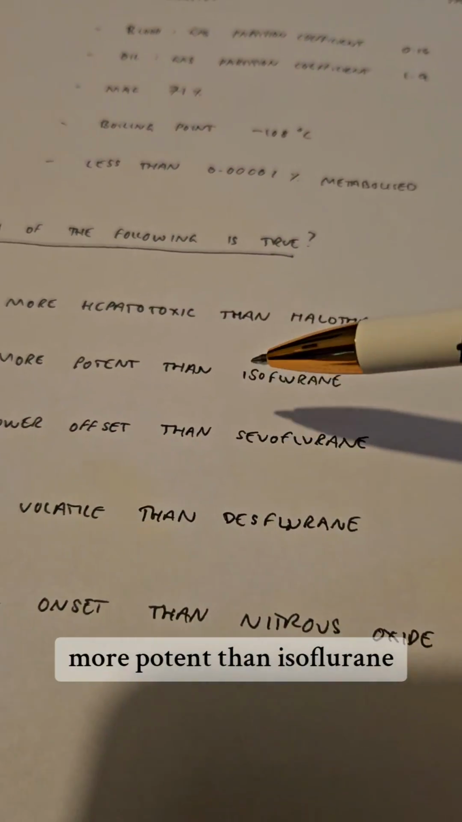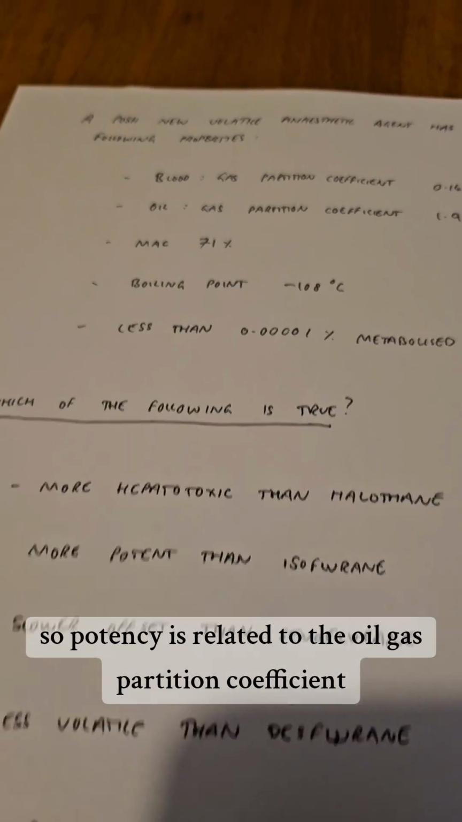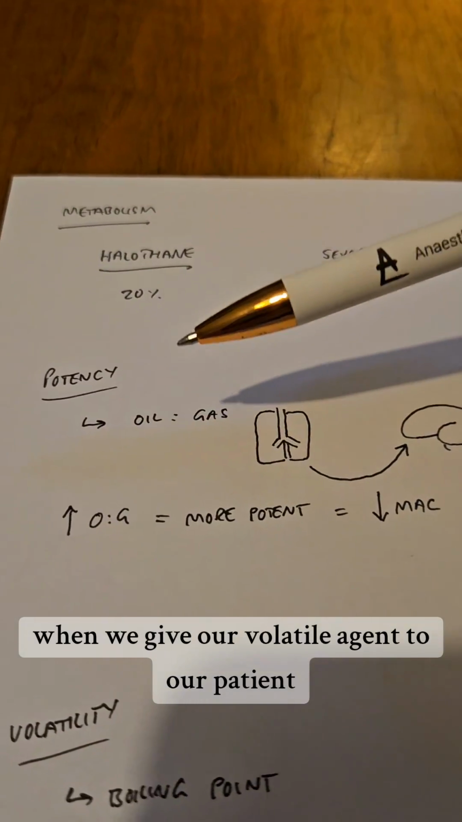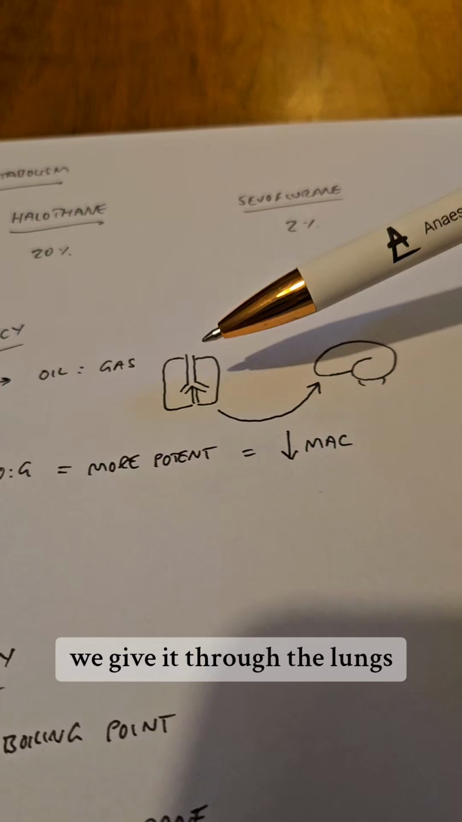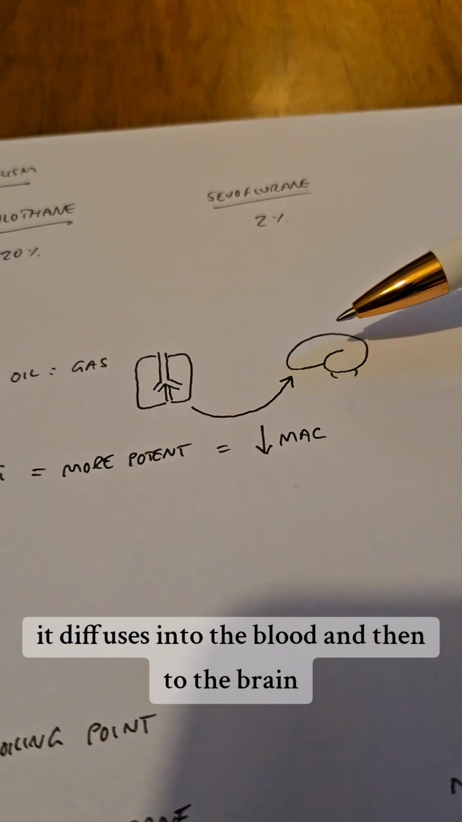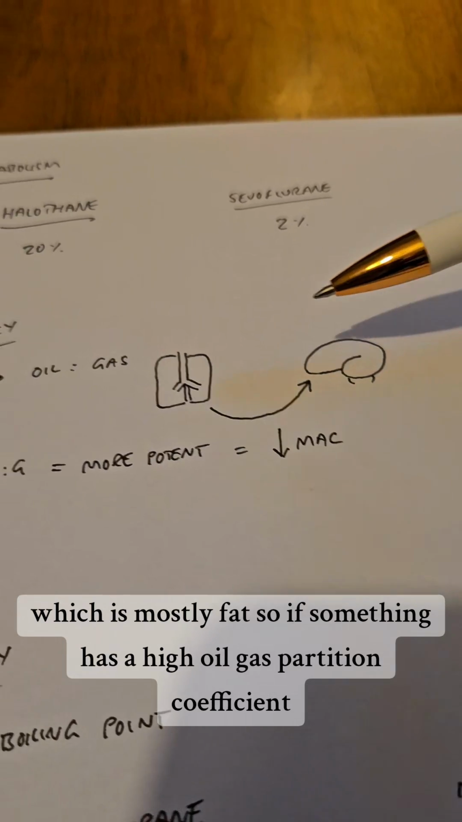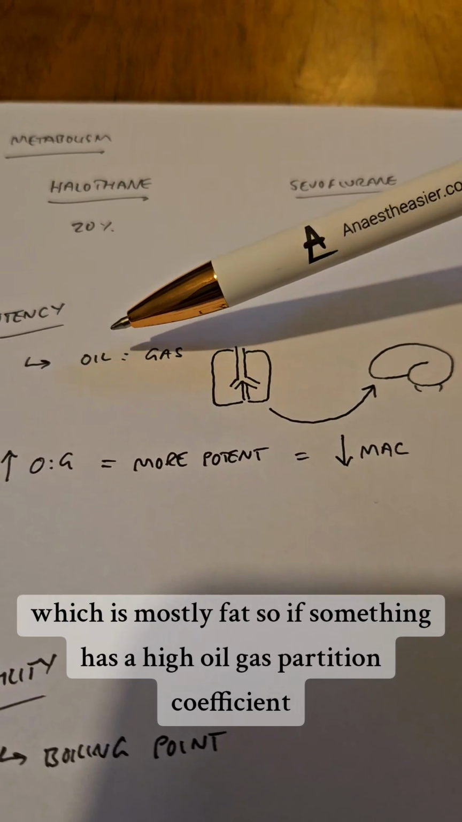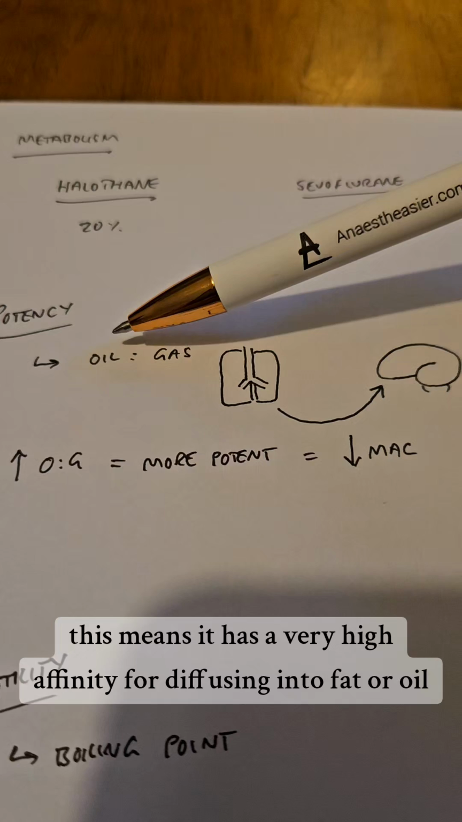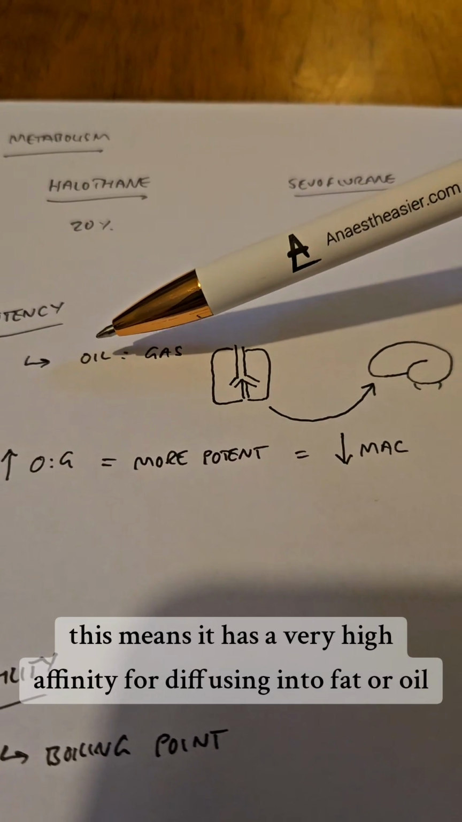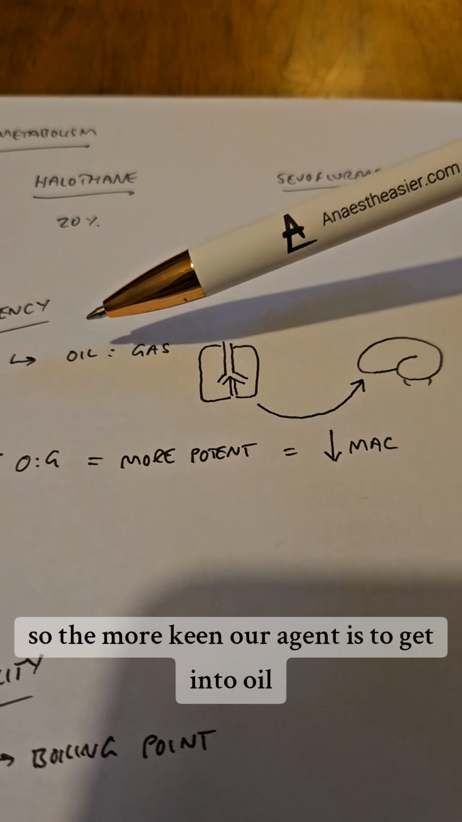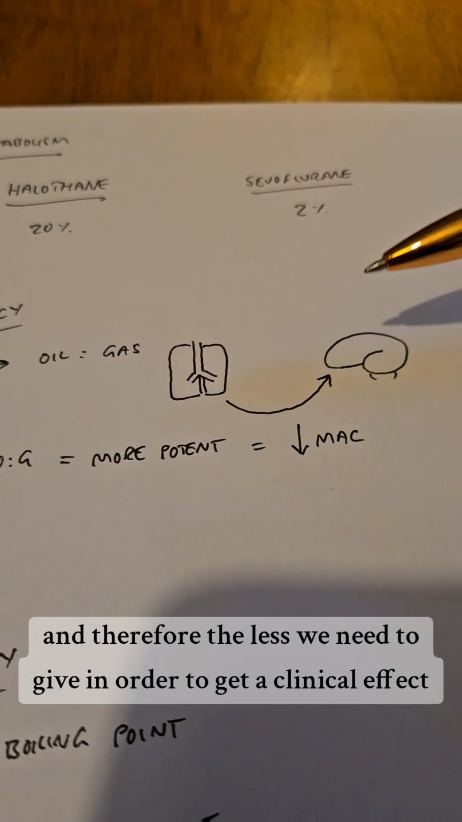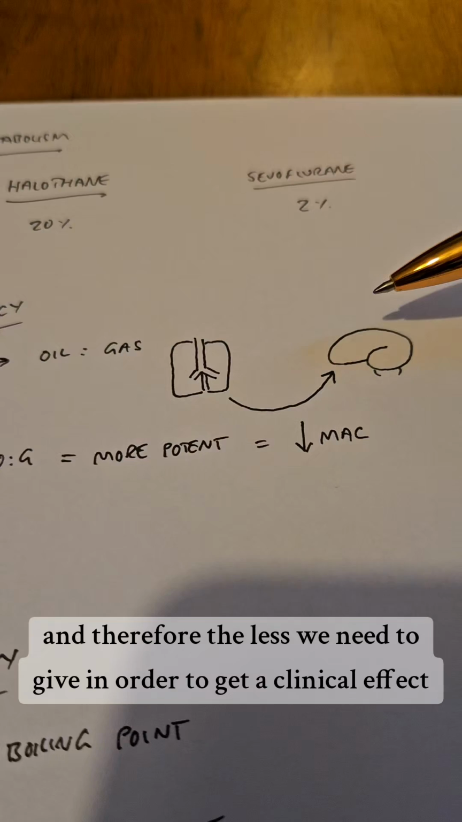More potent than isoflurane. So potency is related to the oil gas partition coefficient. When we give our volatile agent to our patient, we give it through the lungs, it diffuses into the blood and then to the brain, which is mostly fat. So if something has a high oil gas partition coefficient, this means it has a very high affinity for diffusing into fat or oil. So the more keen our agent is to get into oil, the more keen it is to get into our brain, and therefore the less we need to give in order to get a clinical effect.